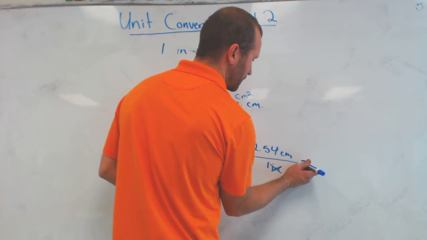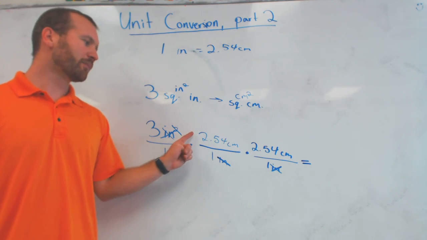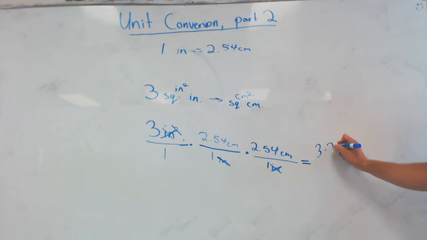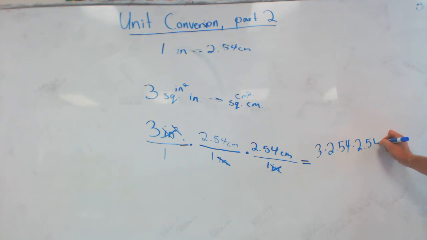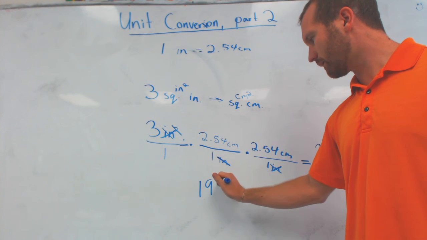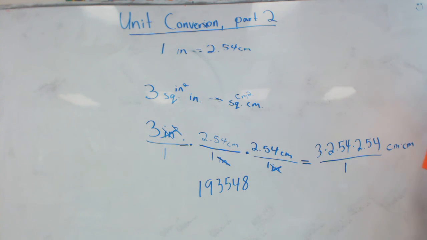All right. This one's definitely not going to turn out very pretty. Someone type this into your calculator. 3 times 2.54 times 2.54. Luckily, we just have to divide that by 1 when we're done. So, 193548. Yeah, like that? Wow. That's a really big number.